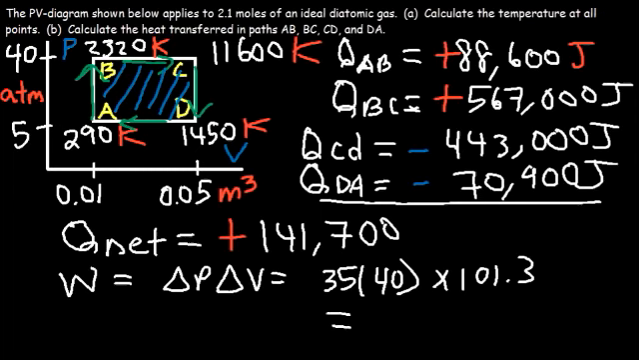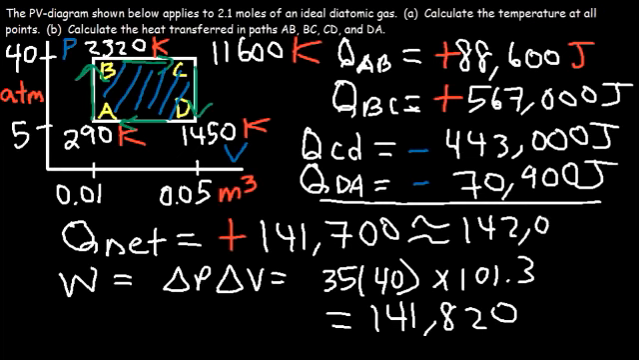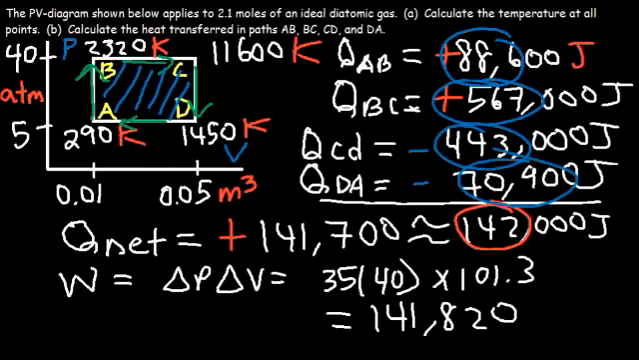And this will give you about 141,820. But let's round these values to approximately 142,000. It's about the same if we keep it to 3 sig figs, as we've been doing for each of these problems.